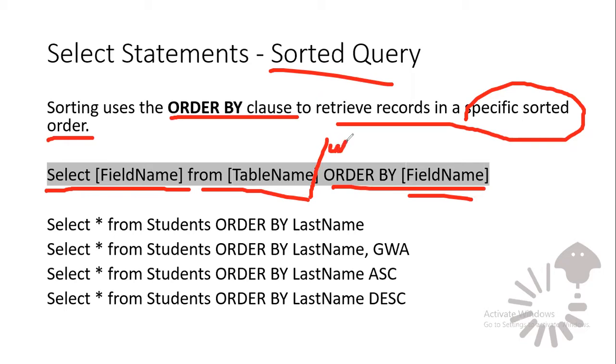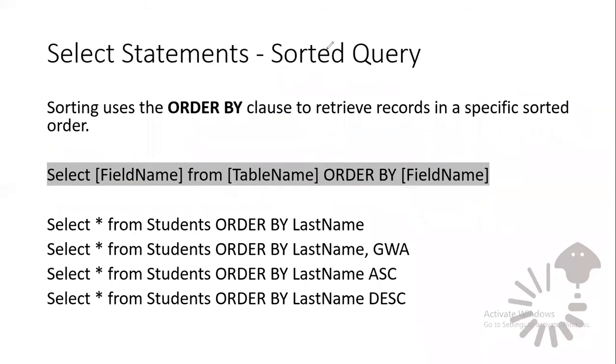Halimbawa, where course is BSIT, order by last name. Magkakadugtong yon. So, pwedeng diretsong ganon. Sinama mo yung where clause at saka yung order by. Pinili ko lang puro BSIT tapos order by last name. So, ORDER BY followed by the field name.